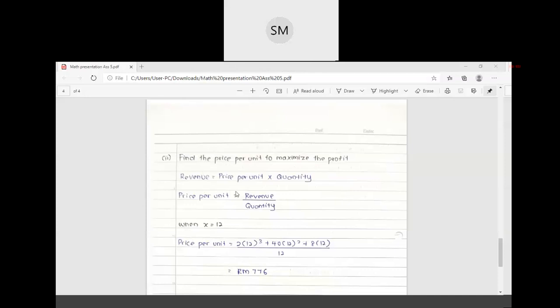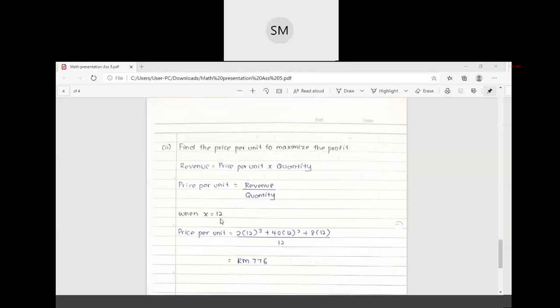Alright, now let us move to the last question. They ask us to find the price per unit to maximize the profit. As we know, the function for the revenue is price per unit times quantity. And the question asks us to find the price per unit. So to find the price per unit, we need to derive this formula. So we get revenue divided by the quantity.